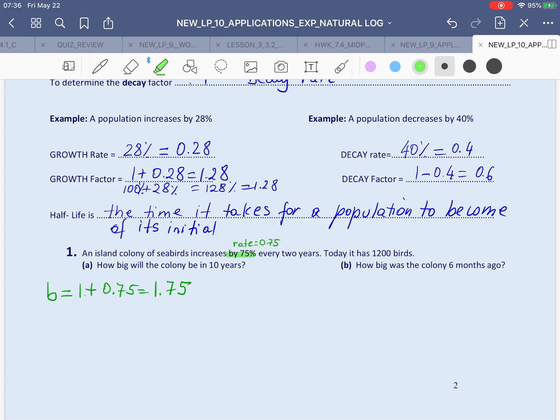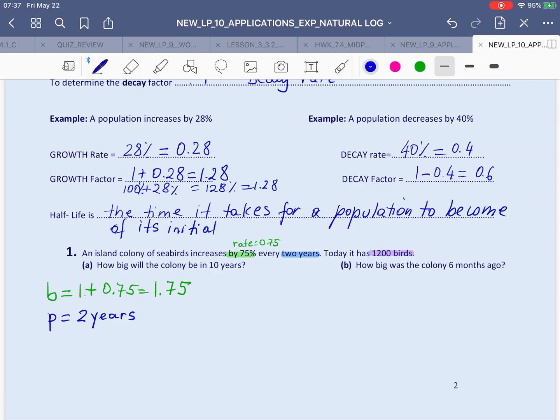Now, the next part of the sentence says it increases by this percentage every 2 years. 2 years represents time. But which time are we talking about? Now, this is the key word we have to look for, every. So when we are told every a certain amount of time, we're given a period of time when this growth rate occurs. So we are given, in other words, the value of P. So we'll say P equals 2 years.